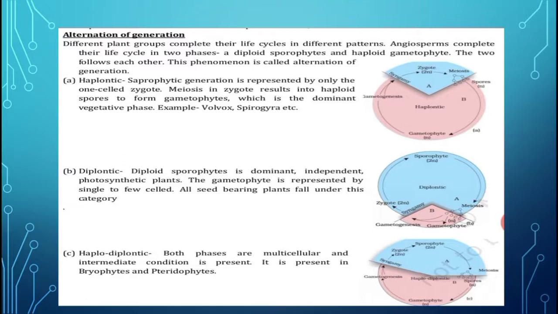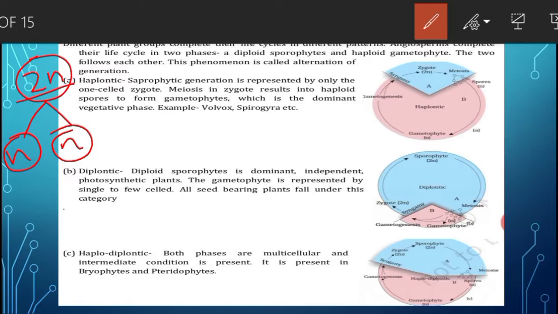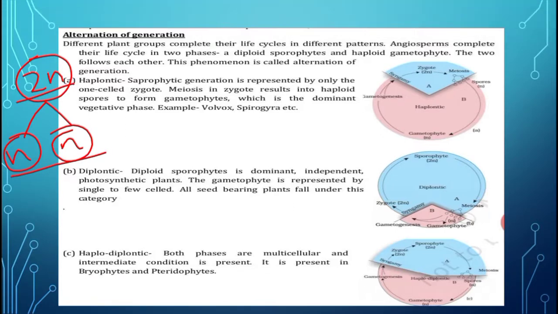Now, this diploid sporophytic plant body produces haploid spores, and these haploid spores are produced by the meiosis process. Meiosis is the reductional division. That means if the parent cell has 2n number of chromosomes, the daughter cells will have n number of chromosomes. The number of chromosomes will reduce to half. Okay, that is the meiosis process or reductional division.